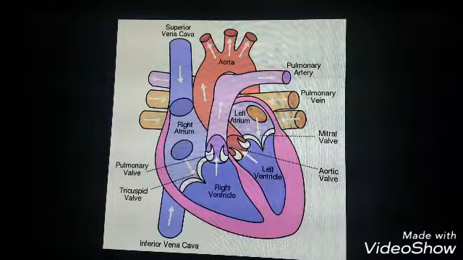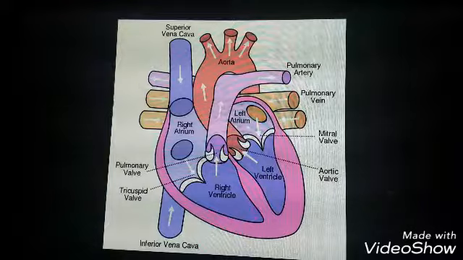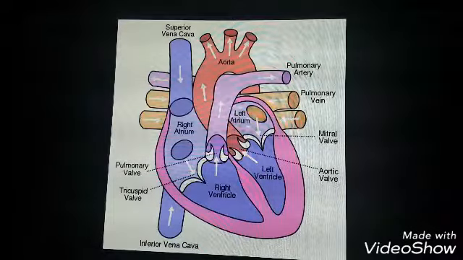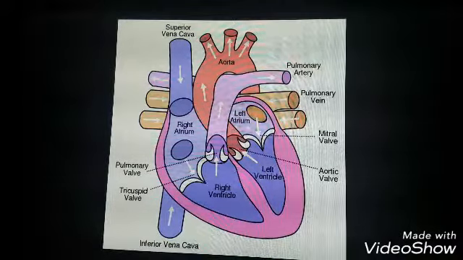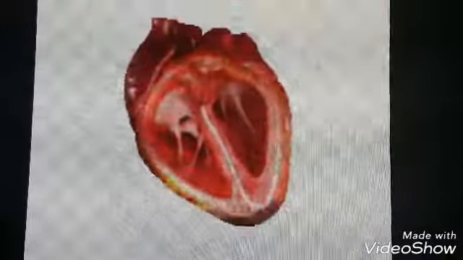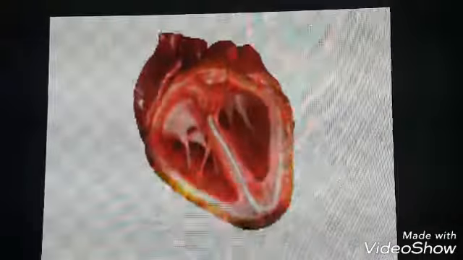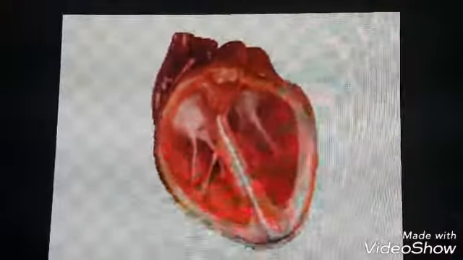The two sides are divided by a wall called the septum, which is responsible for ensuring that the oxygenated and deoxygenated blood do not mix. So in this animation, we are able to see the pumping of the heart as well as the opening and closing of the tricuspid and mitral valves.